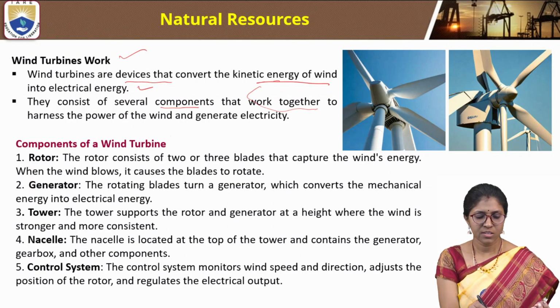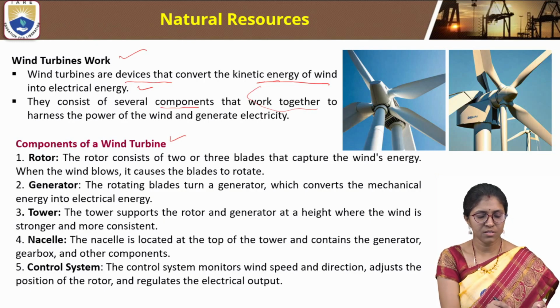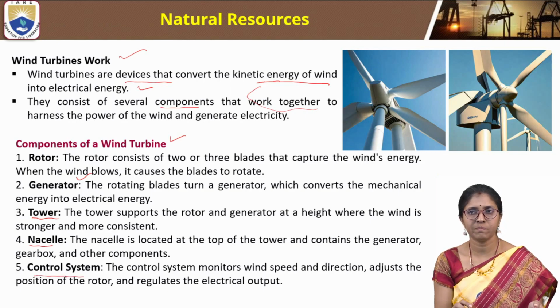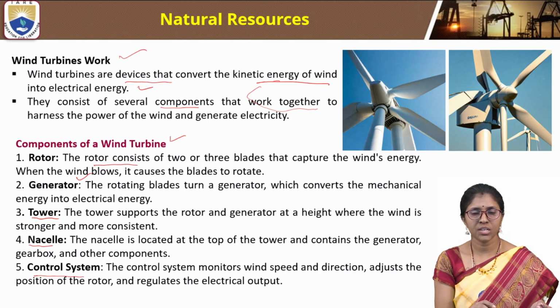There are 5 components of a wind turbine. The first one is the rotor, the second is the generator, the third is the tower, the fourth is the nacelle, and the fifth is the control system.